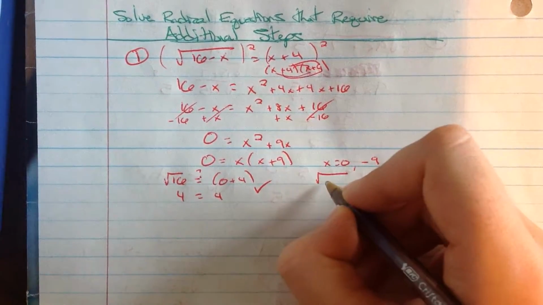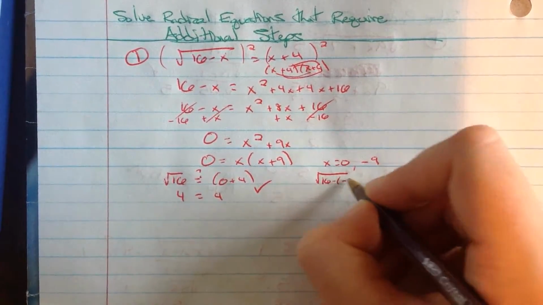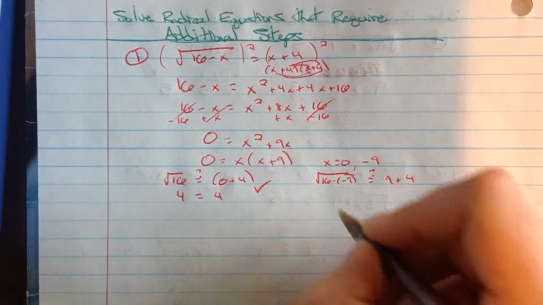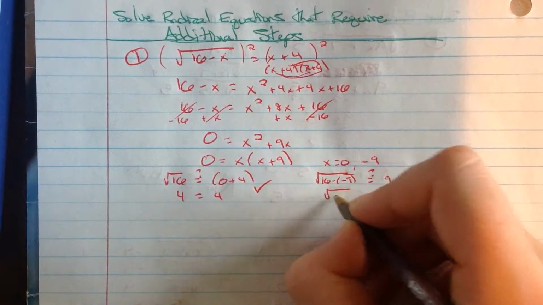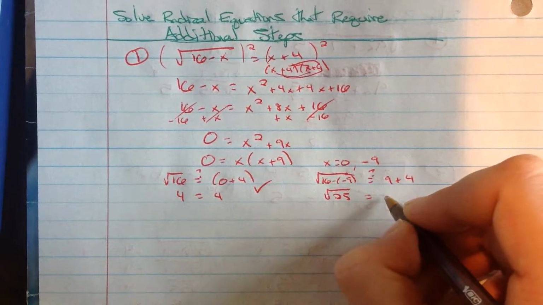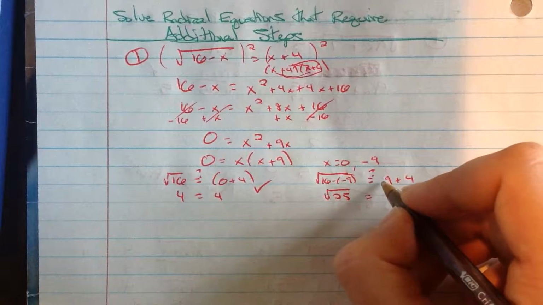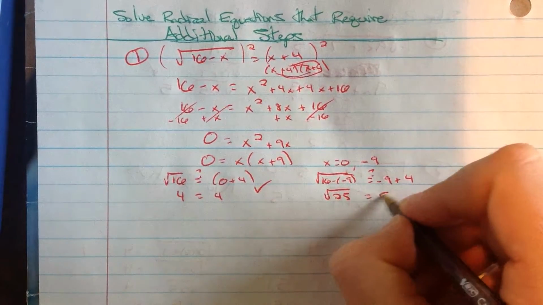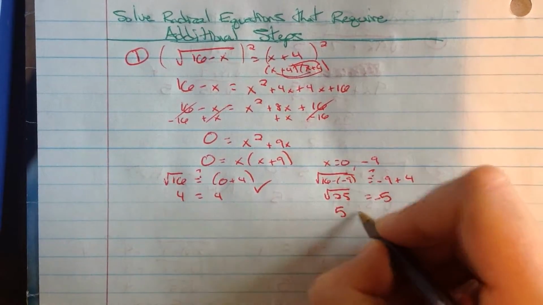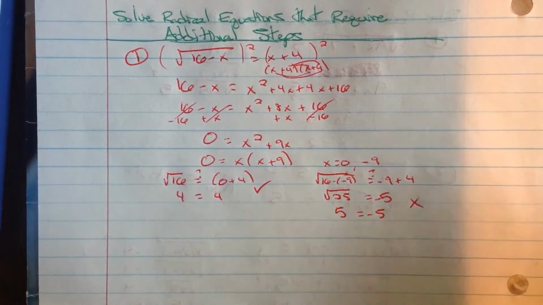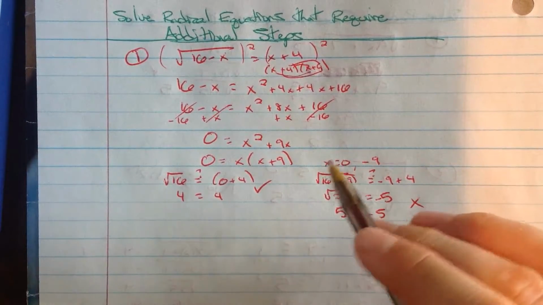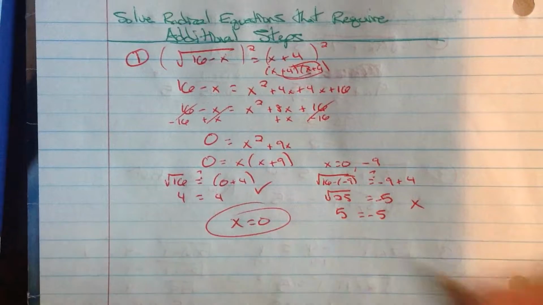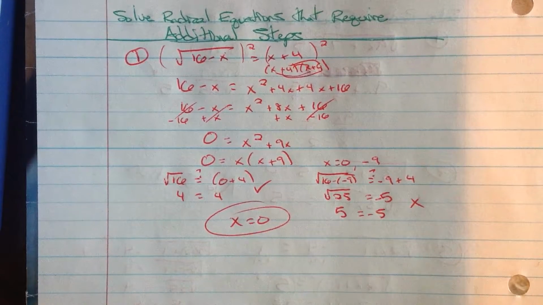If I stick in negative 9, 16 minus negative 9, does that equal negative 9 plus 4? Square root of 25, does that equal negative 9 plus 4, which is negative 5? 5, does that equal negative 5? No. So here's a case where with two solutions, one checks out, the other one doesn't. So our final solution is x equals 0.